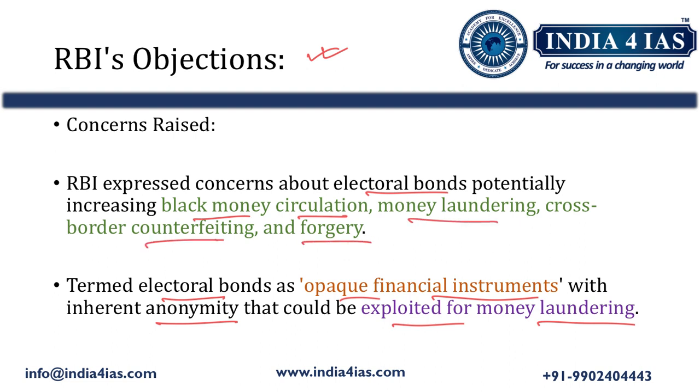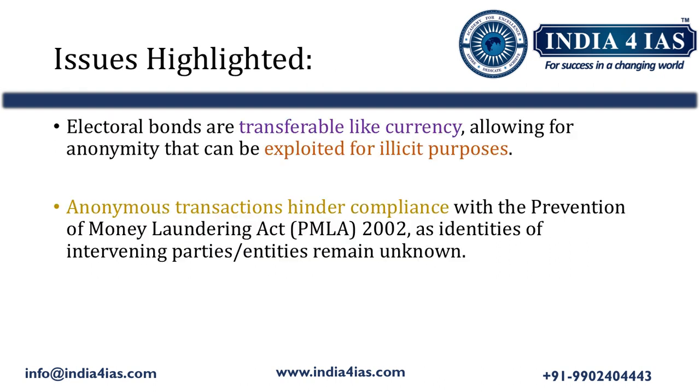The RBI highlighted a few issues: electoral bonds are bearer bonds, that is, they are transferable like currencies. So this and the anonymity clause in electoral bonds can potentially be exploited for illicit purposes like money laundering and channelization of black money into political funding. These kinds of anonymous transactions hinder compliance with the Prevention of Money Laundering Act 2002. This creates more challenges for the enforcement authorities in implementing the Prevention of Money Laundering Act.